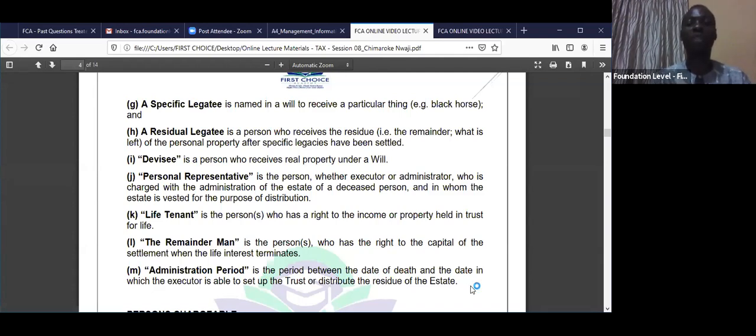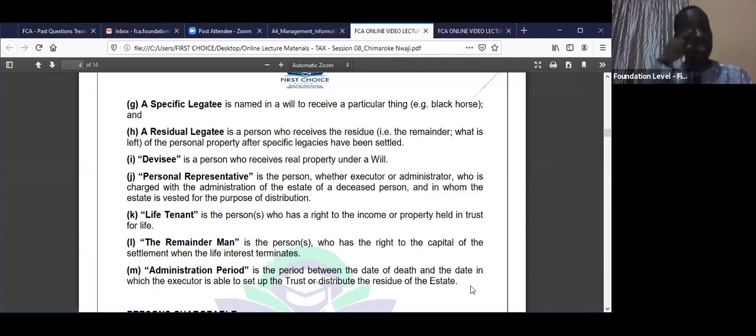Administration period is the period between the death of the deceased and the date in which the executor is able to set up the trust or distribute the residue of the estate. So in other words, if Mr. XYZ died on 31st May 2019, and between 1st of June 2019 till today's date, 19th of June, today was the last day that all the residue of the estate was being distributed and nothing is left. That period is called the administration period.